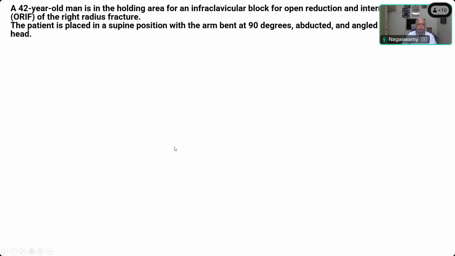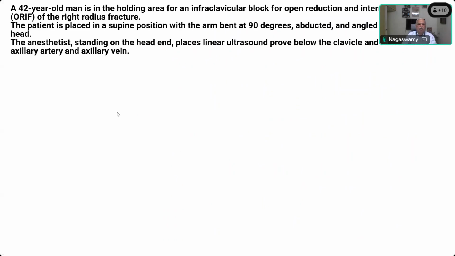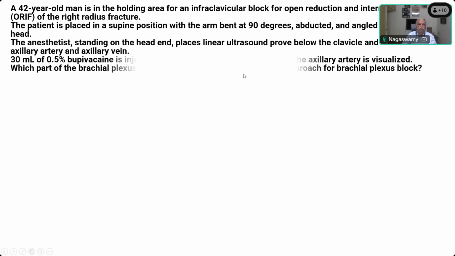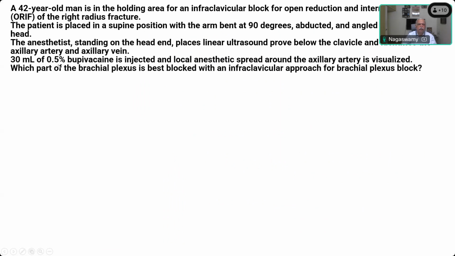Okay, a 42-year-old man is in the holding area waiting for open reduction internal fixation of the right radius. The patient is placed in supine position and the anesthetist standing at the head places the linear ultrasound probe below the clavicle. That is the axillary artery. 30 ml of 0.5 bupivacaine is injected. Local anesthetic spread around the axillary artery is visualized.